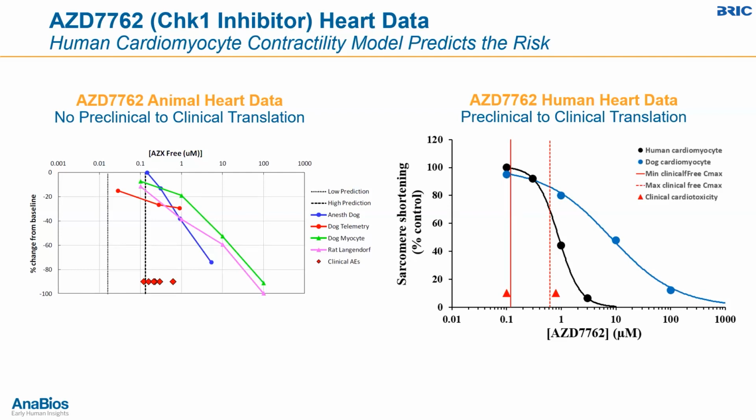When we tested AZD7762 in the human primary cardiomyocyte contractility models, we were able to predict the risk, and our data determined that the compound has less than a 1-fold safety margin to the risk, versus a 15-fold margin from the data generated using dog myocytes.